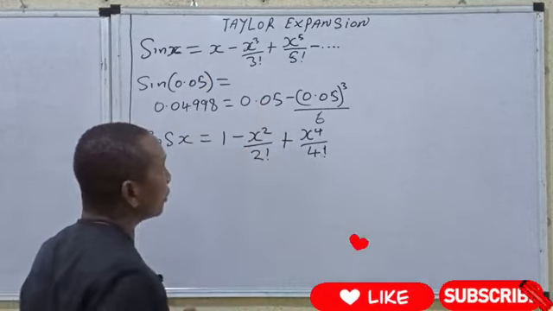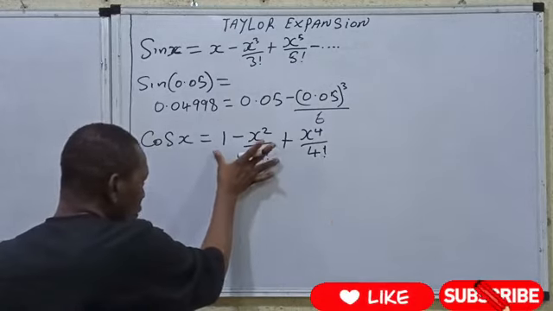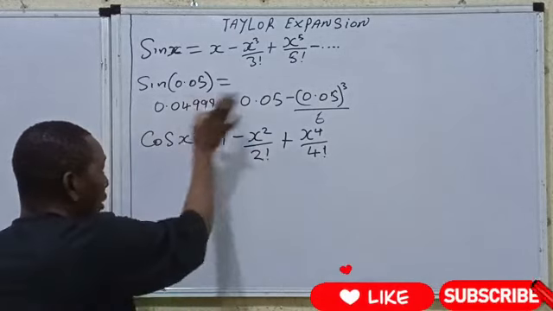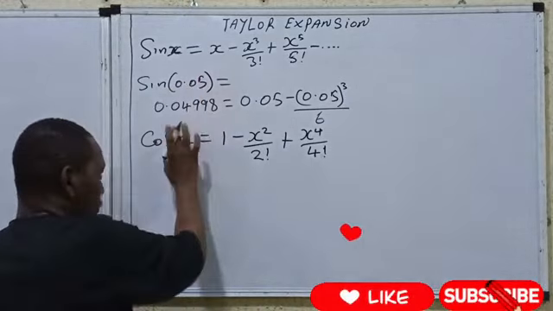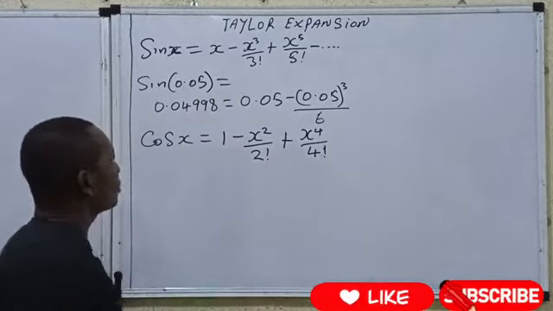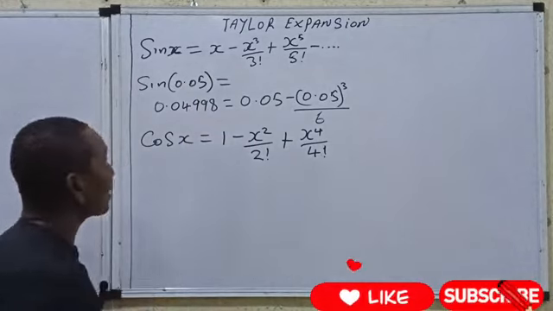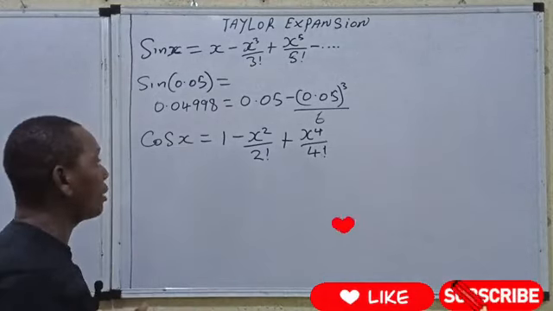To get a more accurate value, you can always use the extra term, but you can use this and you still get approximately the same answer. So use this value to verify this, and you would get approximately the same answer. This is what Taylor expansion is all about.